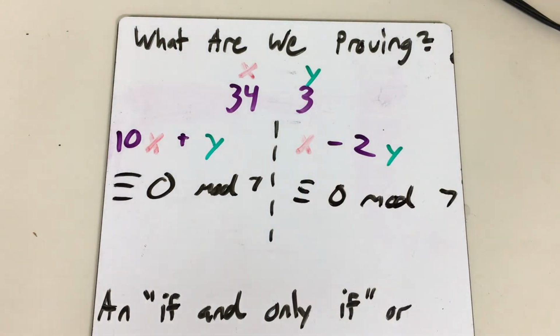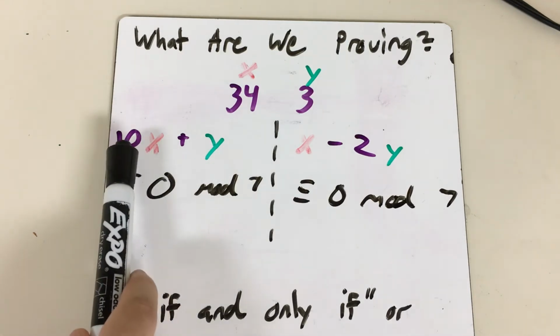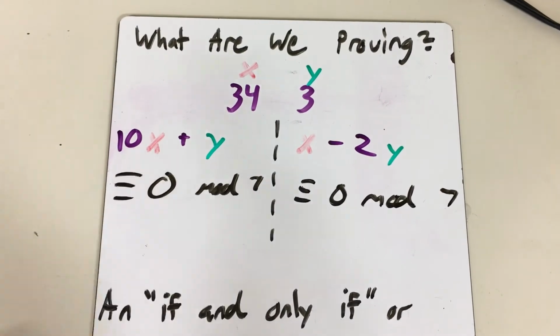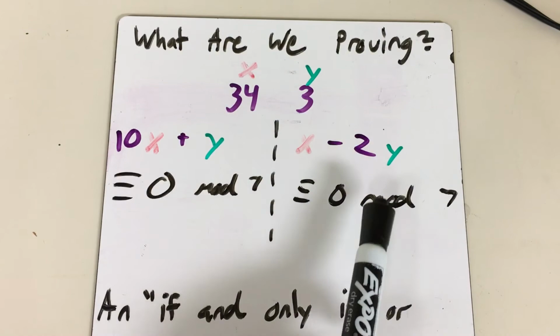If you're my student and you're filling out the half sheet I have to go along with this, this should be one of your questions: what are the two statements we're trying to prove? Here they are. If 10x plus y is equivalent to 0 under mod 7, then x minus 2y is also equivalent to 0 under mod 7.